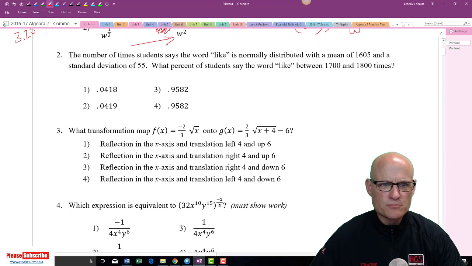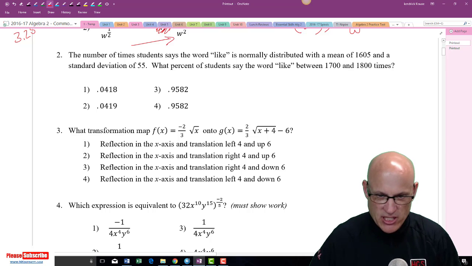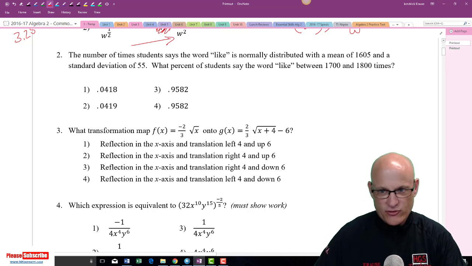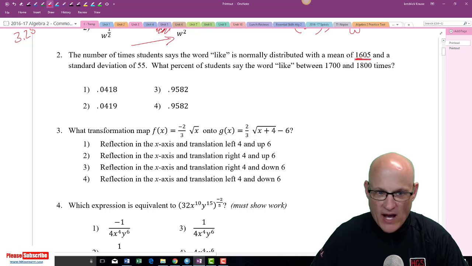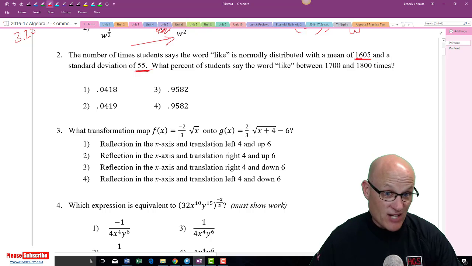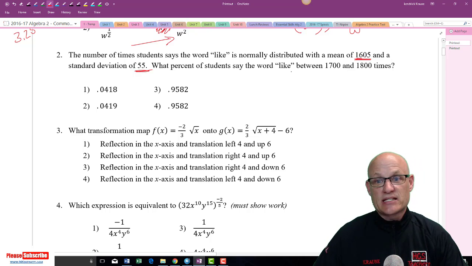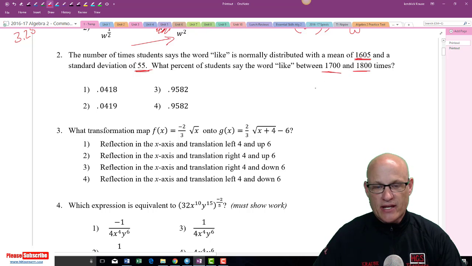Moving on. The number of times a student says the word like: I was totally doing this like problem, and it was like totally normally distributed with like a mean of 1605, and it had a standard deviation of like 55. And then I was saying to myself, I wonder how many other kids say the word like between 1700 and 1800 times a day. Stop saying the word like. You can't like something that much.